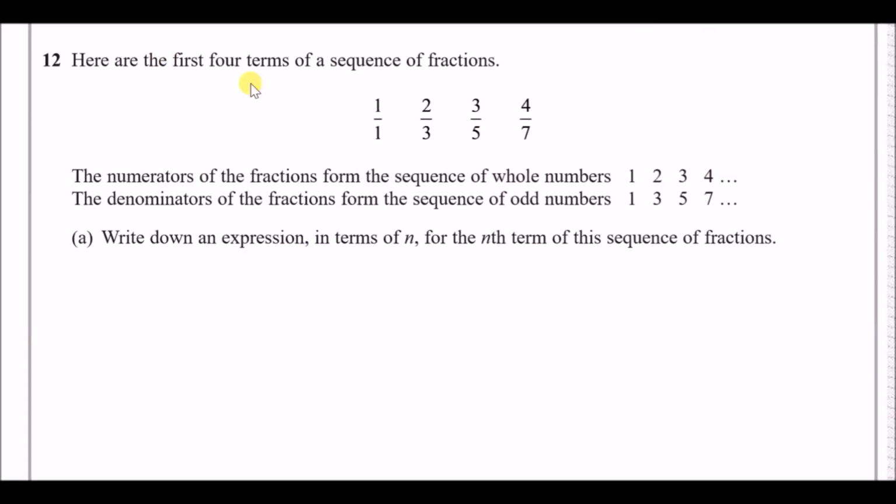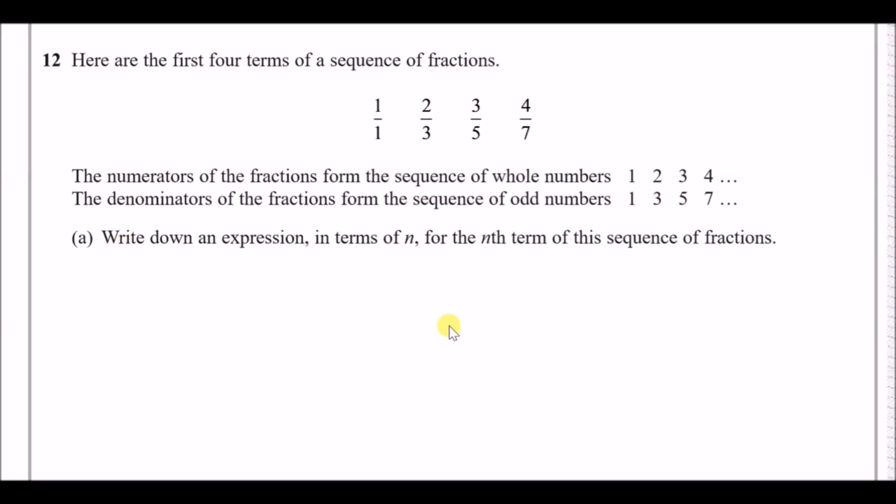So here are the first 4 terms of a sequence of fractions. Okay, so it looks to me that the numbers on the top half are going up in ones, and the bottom we have odd numbers going up 2 each time. Okay, so the numerators of the fractions form the sequence of whole numbers 1, 2, 3, 4. The denominator, the bottom half of the fractions, form the sequence of odd numbers. Okay, just like we said.